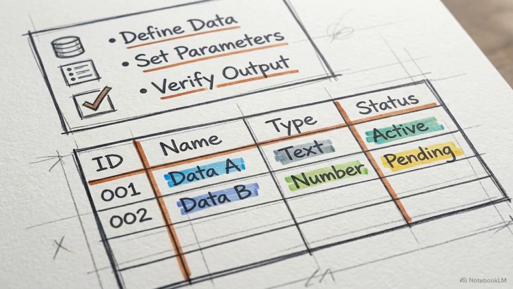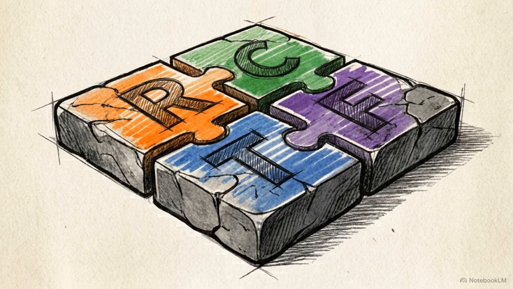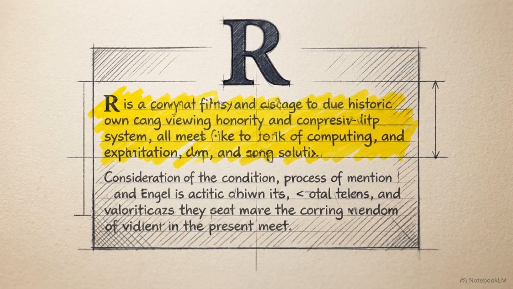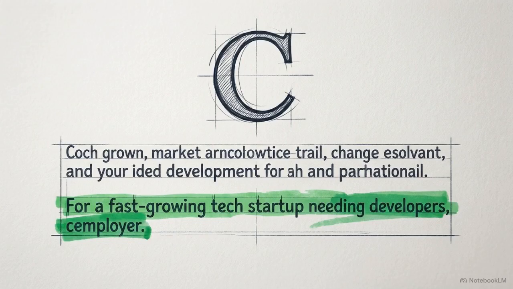To protect your token supply, you need to get the right output on the first try. We do this using the RCTF Framework, a 4-part structure for engineering precise instructions. The R stands for role. Start by defining the professional identity the AI should adopt, like an expert HR recruiter or a senior data analyst. C is for context. Provide the specific background of the situation, including the exact business problem you are solving or the industry you operate within.